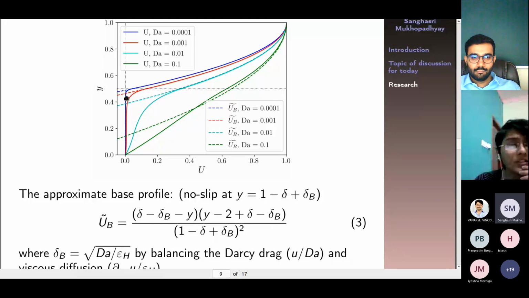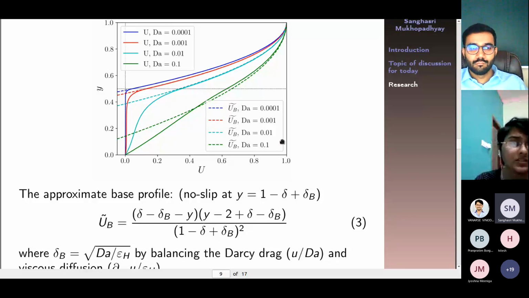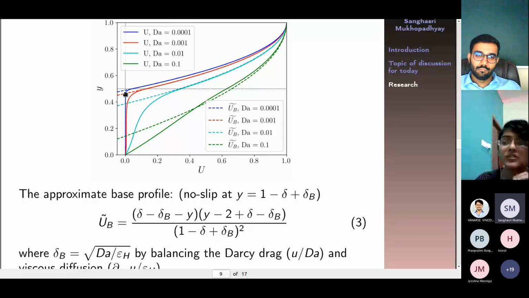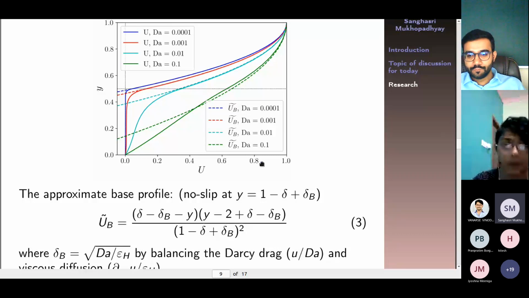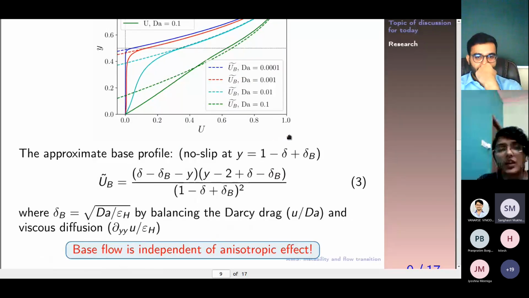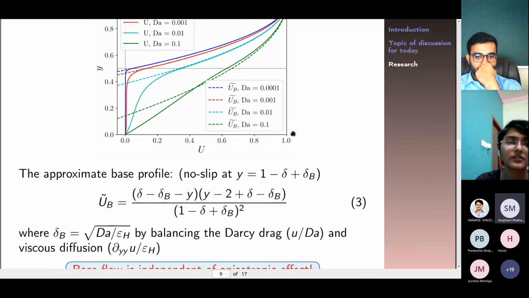Also, seeing this picture itself, we can see that we have 3 regions. We have 2 Brinkman regions, at the top and the bottom of the porous medium, at the interface of the fluid and the porous layer, where the shear is effectively working. And in between these 2 Brinkman sublayers, we have a Darcy region where we can expect a uniform flow. We see that the base flow is independent of the anisotropic effect. So there is no anisotropic effect in the base flow. Whether we change the anisotropy to the lower value or the higher value, it will always be the same.